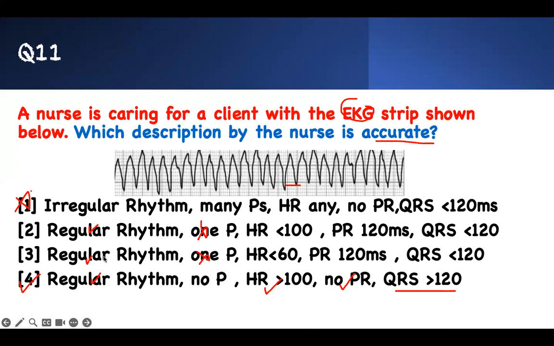Test taking skills: if you don't know, just step back, look at it, break it down and say, I think this does not make sense. And you'll be able to eliminate certain answers without even knowing what is going on. But I know you know, so you should be able to figure it out.